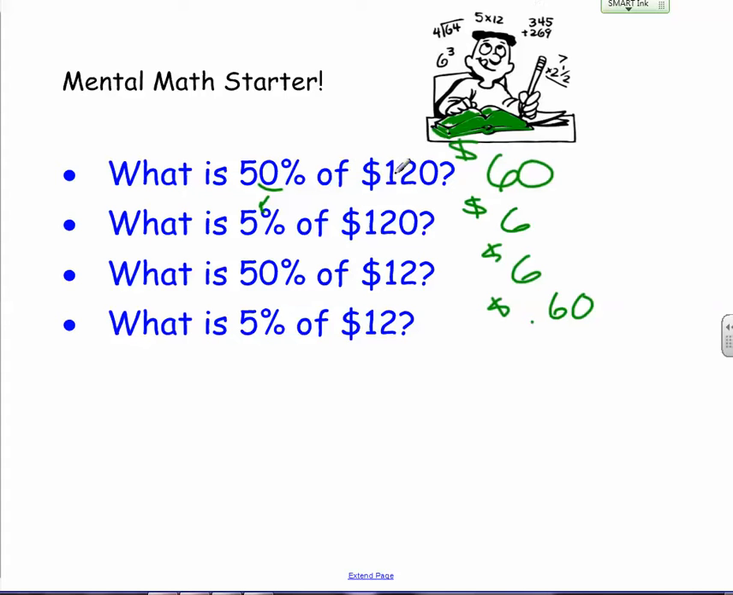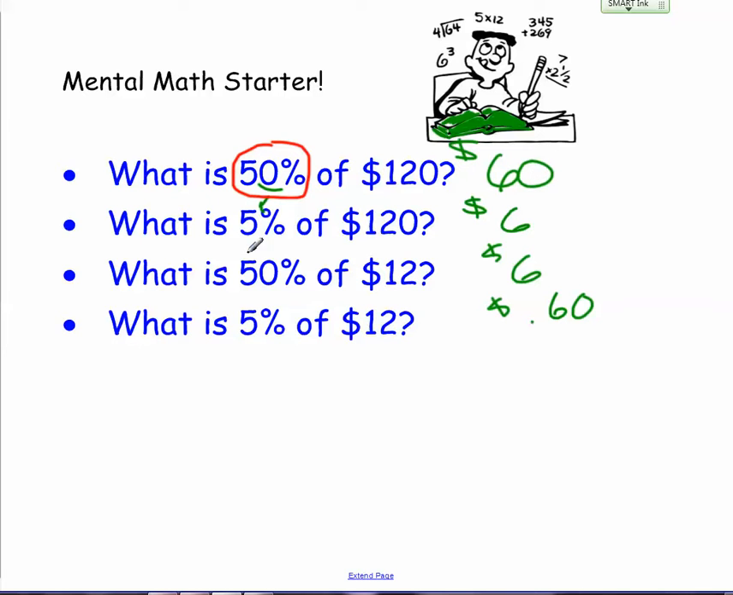We started class with just some estimating, and I said, what is 50% of 120? And some of you struggled with that. 50% is just a half. 50 out of 100 is 50%. 50 hundredths is the same as a half. So you just take half of 120, which is $60.